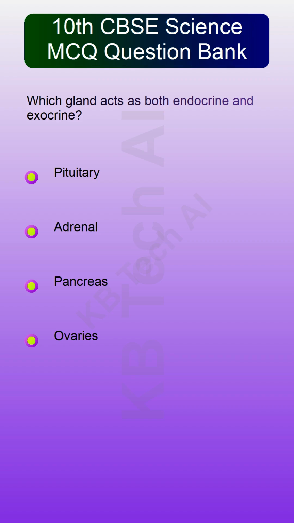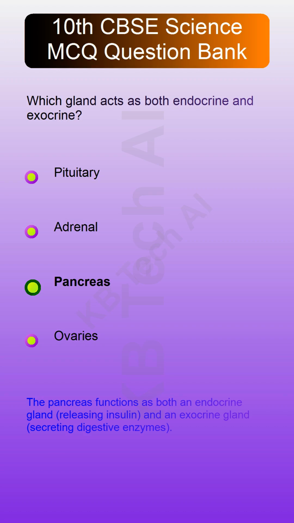Which gland acts as both endocrine and exocrine? Option 1, pituitary. Option 2, adrenal. Option 3, pancreas. Option 4, ovaries. The answer is Option 3, pancreas.